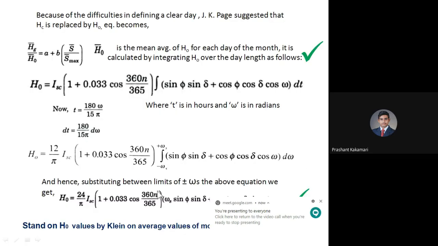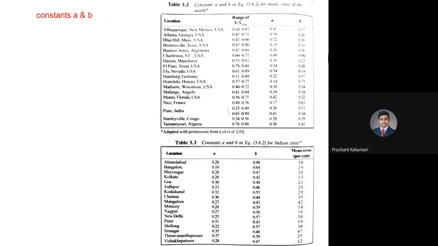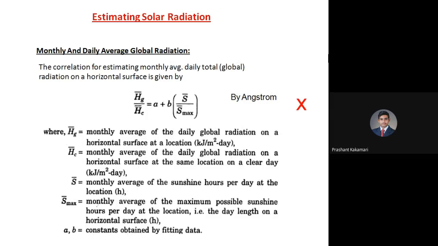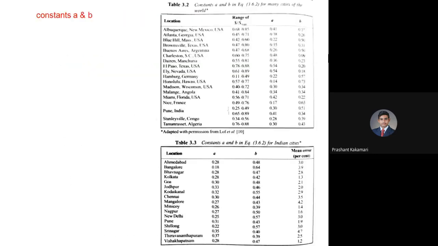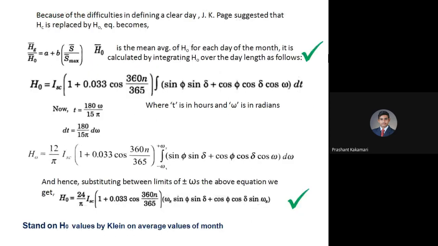Now, H naught, or the extraterrestrial radiation: how to measure it for a given time? Later we can integrate and find H naught bar, and we can substitute it in the main equation, or the top equation. So here we need to focus only on the two equations, the ones with the tick mark given, to understand which equation we have to use for the calculations, and which equations are not preferred. These green ticked marks I have shown are the equations we are using for our calculations at a later stage.